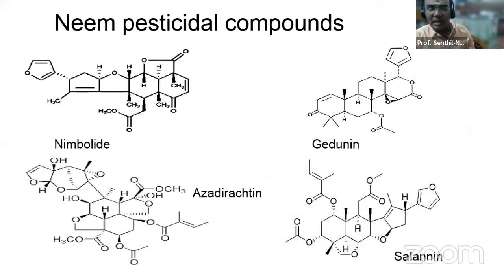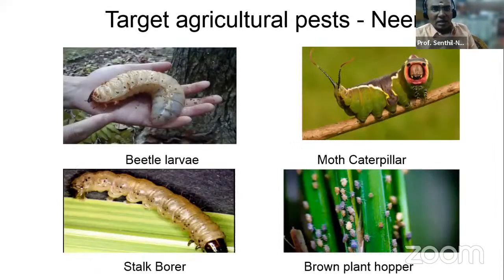So these are the well-known compounds identified from the neem: nimbolide, salannin, azadirachtin, and others. Apart from that, deacetyl salannin, nimbin, and so many compounds are available in the neem extract. The target agricultural pests of neem-based insecticide are beetle larvae, moth caterpillars, stalk borer, and brown plant hopper, which is a serious pest of rice, called Nilaparvata lugens.